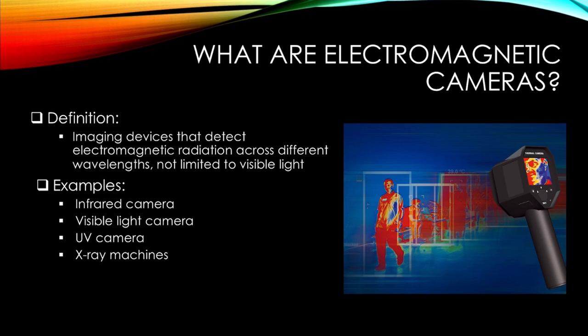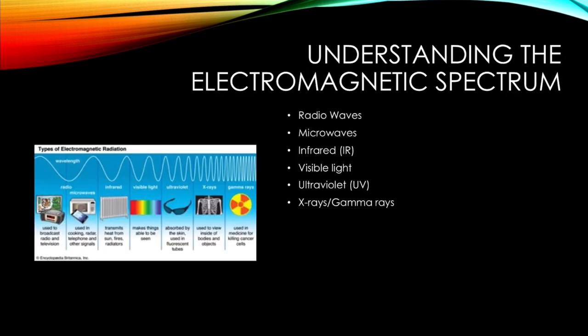Now, before we move on to what exactly infrared is and all of that, I just want to break down what the electromagnetic spectrum is. The electromagnetic spectrum pretty much consists of radio waves, microwaves, infrared, visible light, ultraviolet, and X-rays/gamma rays. And all of these radiate at their own different levels of frequency. This can range from what we can see, which is visible light that can be captured through regular cameras, to things that we can't see, like X-rays and gamma rays.